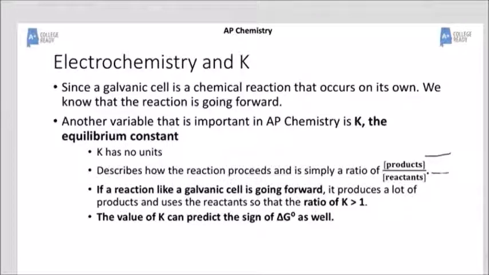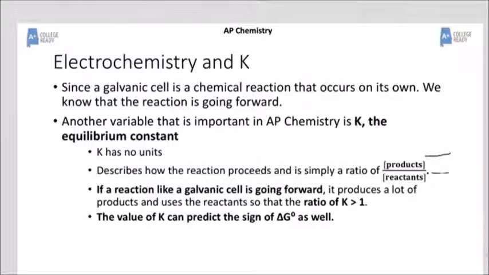Now, what we're looking at here is basically what is the value of K. Just like when we said Q and K, and we'll get into this discussion in later units, Q was that ratio, K is the same ratio. The main difference is for K, these molarities we know are at equilibrium. For Q, it's unknown as to where the reaction is. So again, I know that's a lot of detail right now, but what you really need to worry about here is, is K greater than 1 or less than 1?